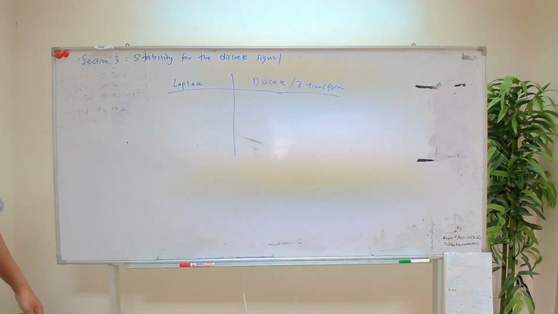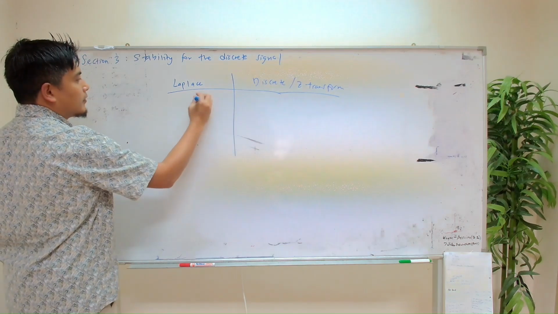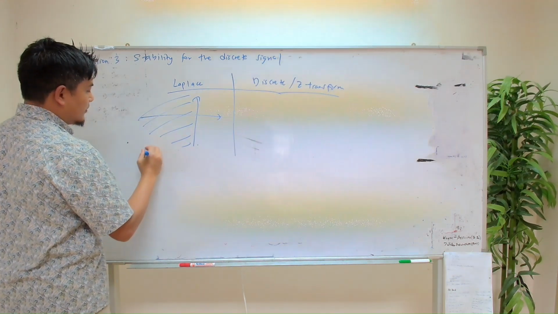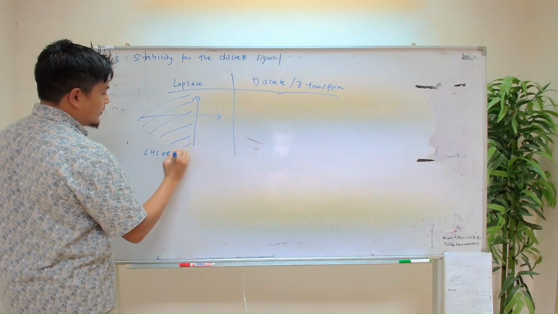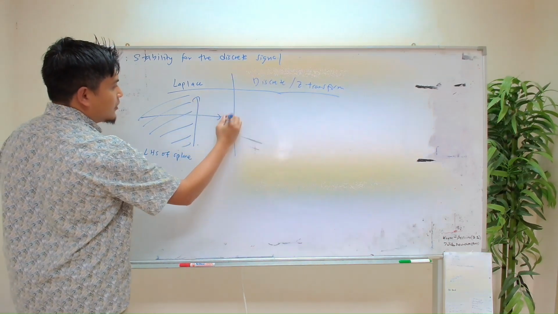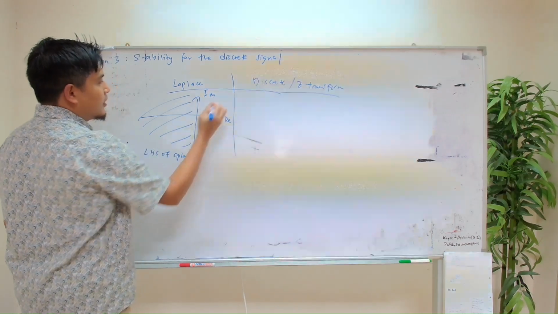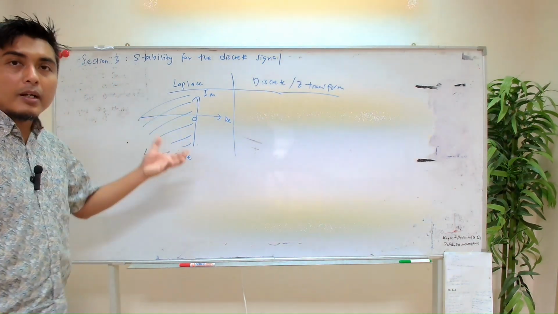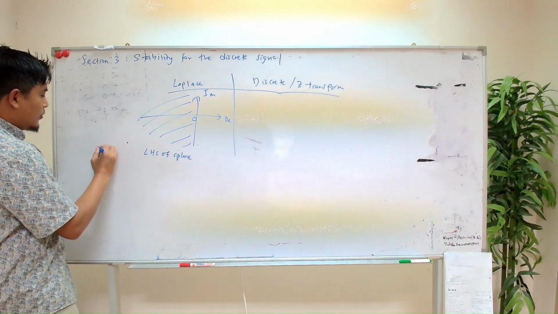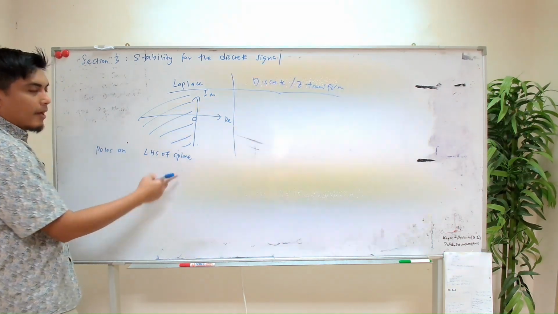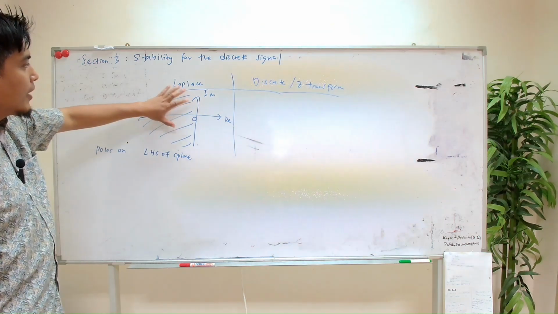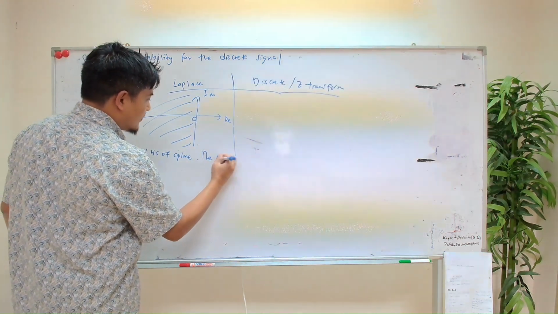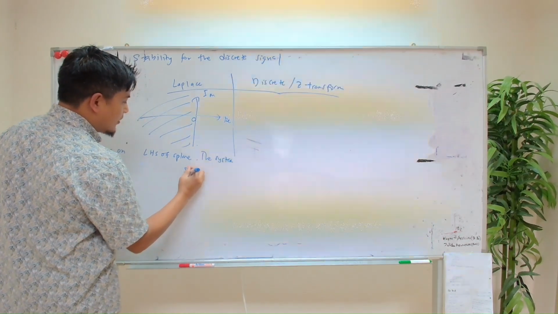In Laplace, the region of the stability is the left hand side. This is real, this is imaginary, this is 0. So as long as the poles, we talk about the poles, are on the left hand side of the S-plane, the system is stable.